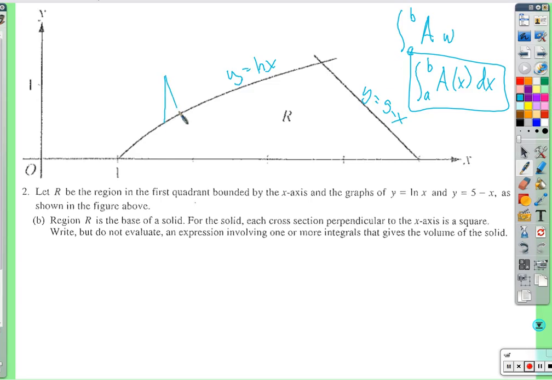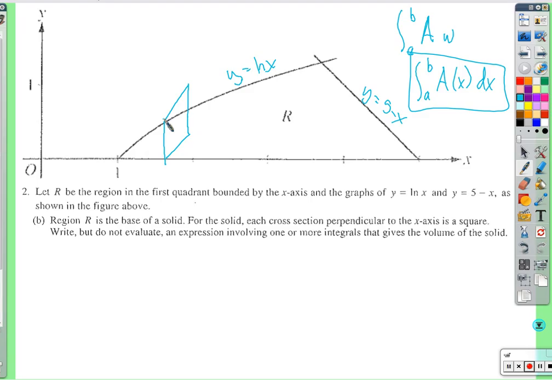So imagine a square as a cross section. How will we find the area of that square? Side squared, the side length is y. It's hard to draw a square. So this has a square cross section.